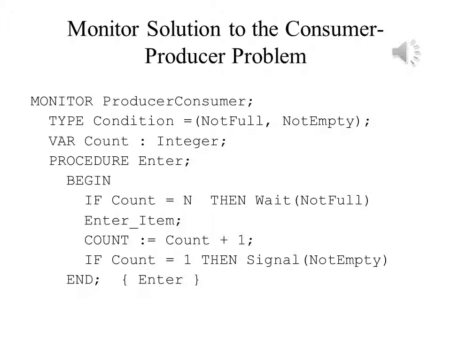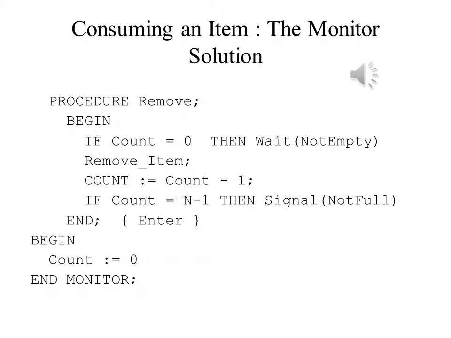We enter the item, increment the count, and if it now equals 1, we signal that it's no longer empty, and a process that is waiting for a buffer with something in it can now get back to work. Remove is the complement of enter. If the count is 0, we wait until there is a buffer with something in it. Then we take out the item, decrement the count, and if it's n minus 1, we signal that there is now an empty buffer that is available to be filled.